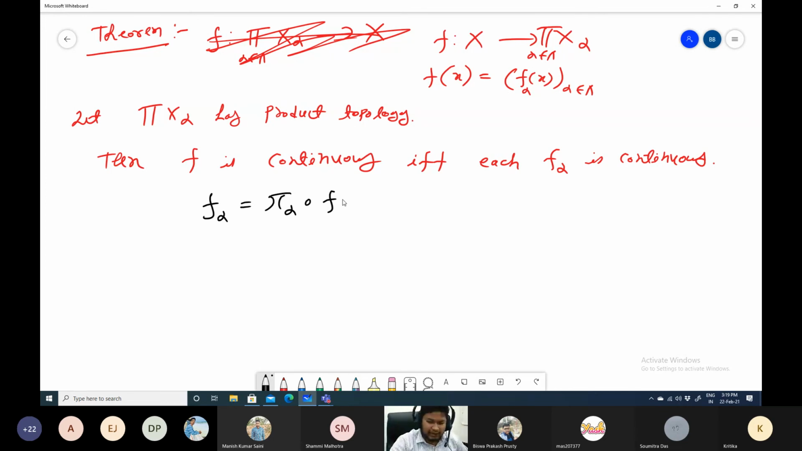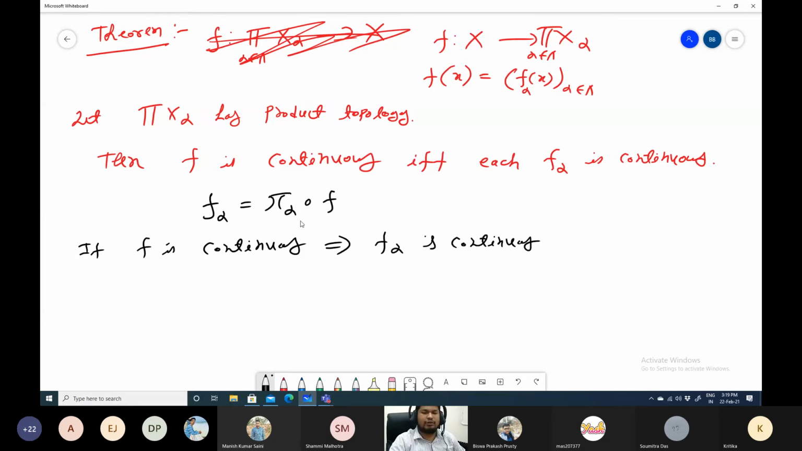Now see, if f is continuous, that implies f alpha is continuous, right? Because it is a composition of two continuous functions. Now conversely, given each f alpha is continuous, we need to prove that f is continuous. So how to prove f is continuous?